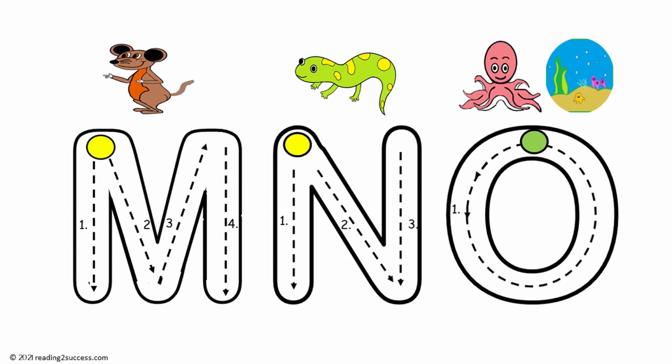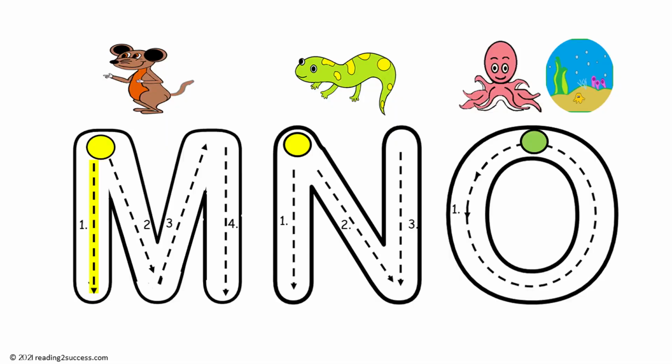Our next letter card has the three letters M, N, and O. M is a consonant and it makes a M sound as in mouse. N is a consonant and it makes a N sound as in newt. And O is a vowel. It has a short sound and a long sound. The short sound is ah, as in octopus, and the long sound is O, as in ocean.